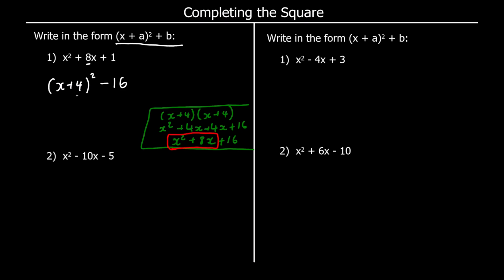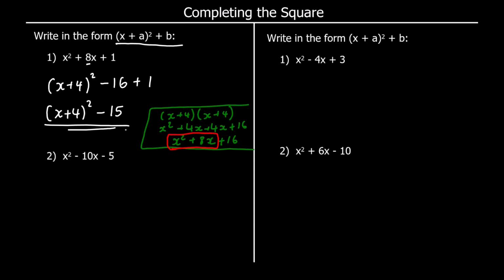So it's always this number squared. So you half the b term, and then you square it and take that away. So now I've got something that's equivalent to x squared plus 8x. If I expanded and simplified all of this now, I'd get x squared plus 8x plus 16, and then minus 16. So it's just x squared plus 8x. I've also got a plus 1 that I need to write on the end. Then I can just simplify this. So negative 16 plus 1 is negative 15. So x plus 4 squared, take away 15.